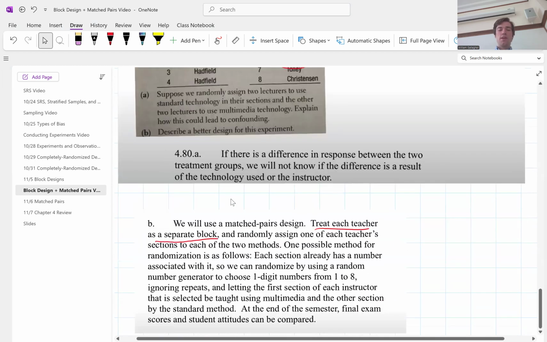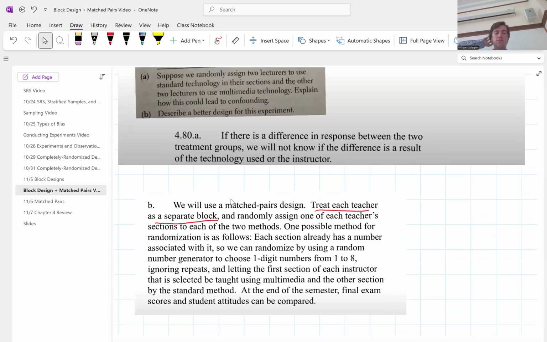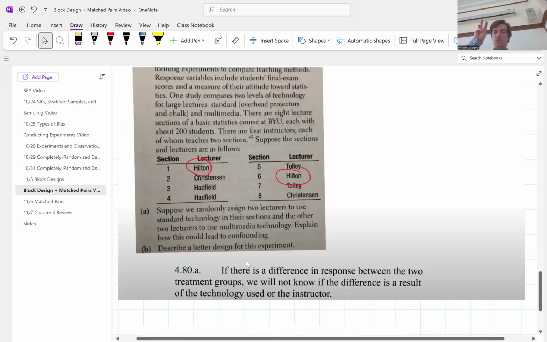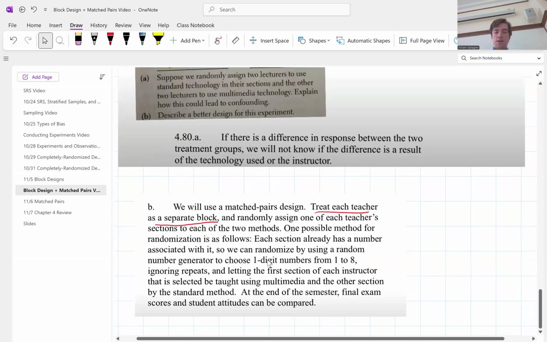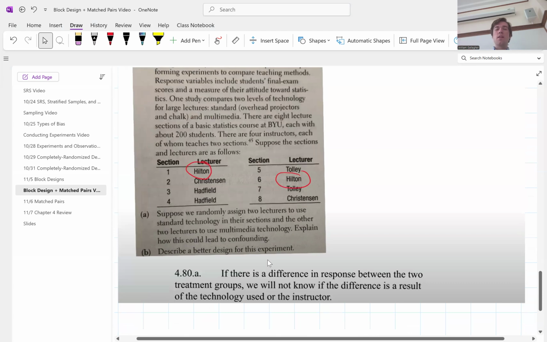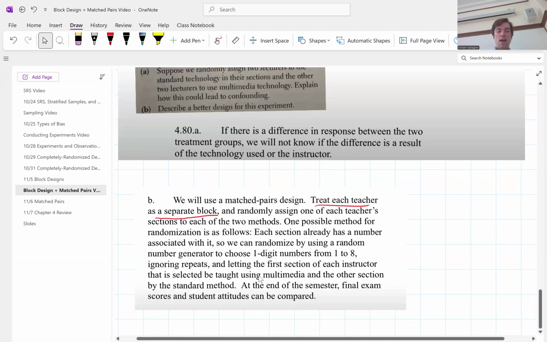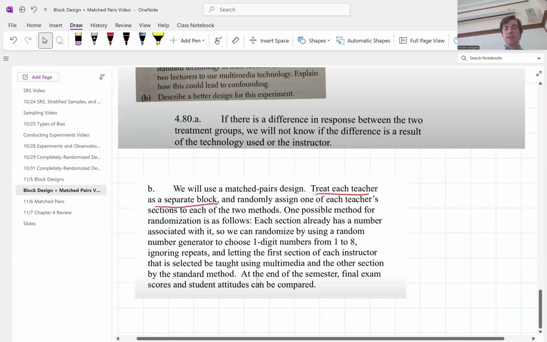And what we can do is randomize by using a random number generator to choose 1-digit numbers from 1 to 8, ignoring repeats, and letting the first section of each instructor that is selected be taught using multimedia. So if my first number was 6, section 6 with Hilton is going to get the multimedia, and then section 1 is going to get the standard overhead projector and the chalk. So again, the first section selected gets multimedia. The other section is standard. And then at the end of the semester, final exam scores and student attitudes can be compared.